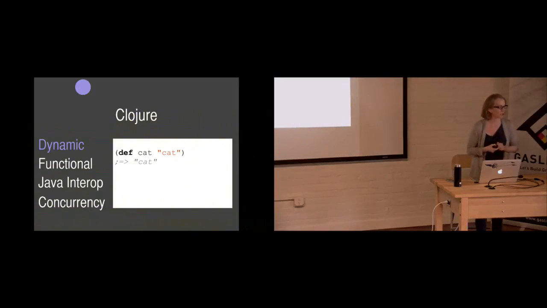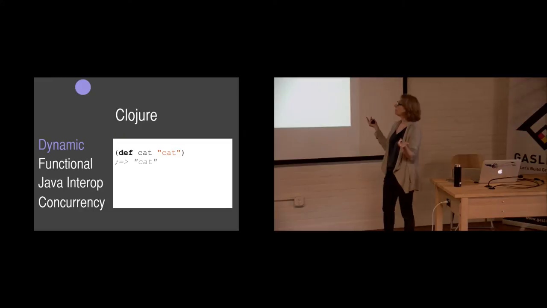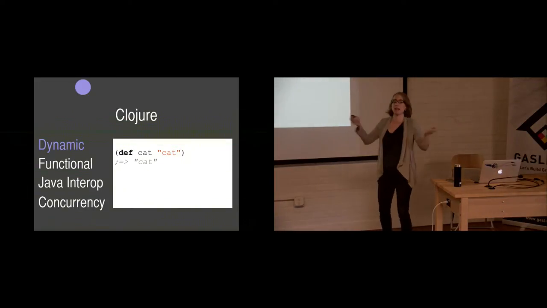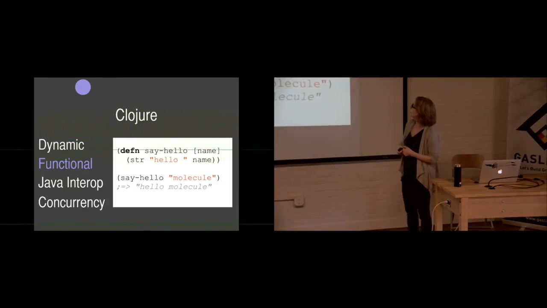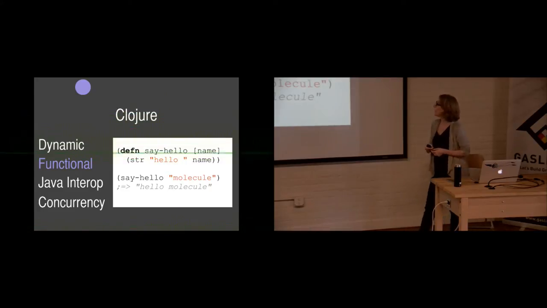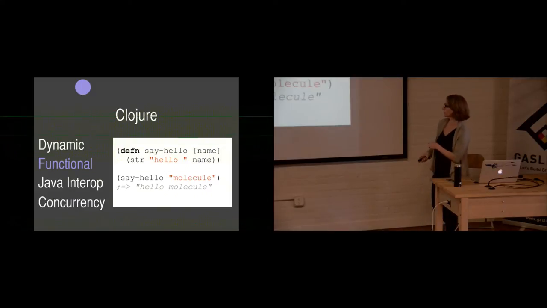So a little bit about Clojure. It's a dynamic language. So if you want to have a thing called cat that's a string, you don't need to say that it's of a type string. It's a functional language. Here's an example of defining a function, say-hello. Say-hello takes a parameter name, and what it's going to do is just concatenate a string "hello" and the name. And this is how you would call the function with the parens: say-hello, and then "molecule" would give you "hello molecule".